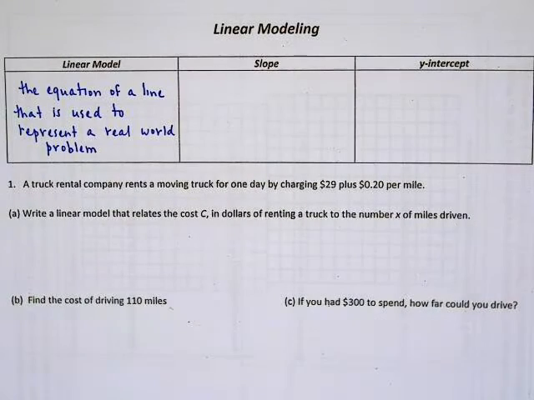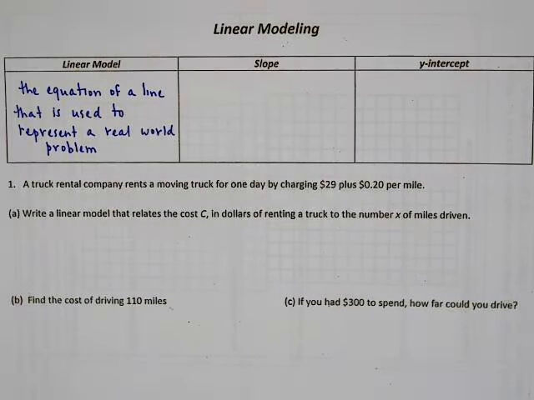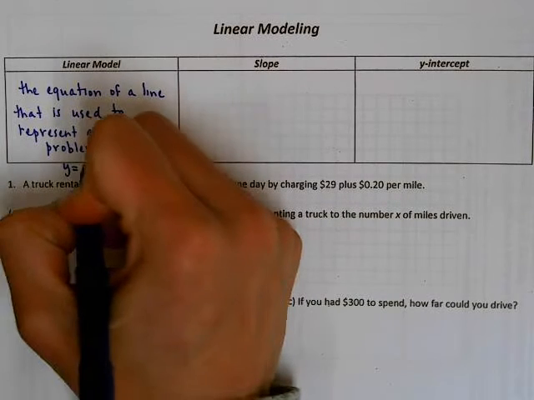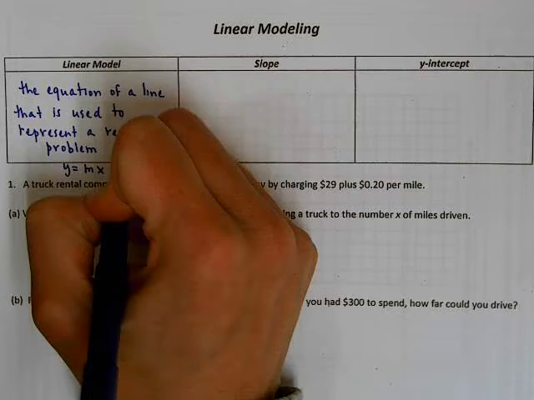So we're still going to be writing equations of lines, but this time instead of writing them from a graph, we're going to be writing them from word problems. So we're going to be taking the information in the problem and writing a linear equation that represents that problem. Now, just like we have been to this point, when we're writing the equations of lines, we're going to be using our slope-intercept form. So these equations are going to be in the form y equals mx plus b.